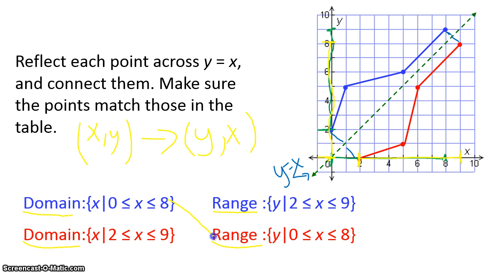So you see that the domain of your original function, or relation, actually ends up being the range of your inverse, and your original range actually ends up being the domain of the inverse. And that should make sense to you. If we were switching the x and y, then in actuality, the domain and range also get switched as well. Let's do another one.